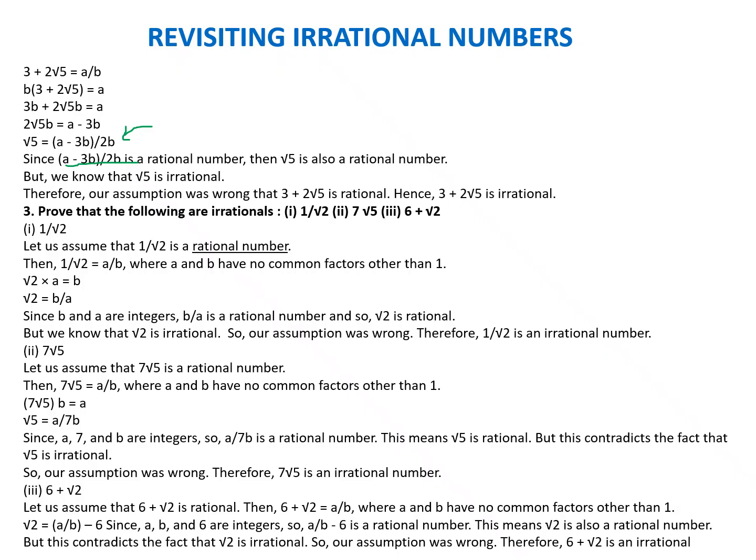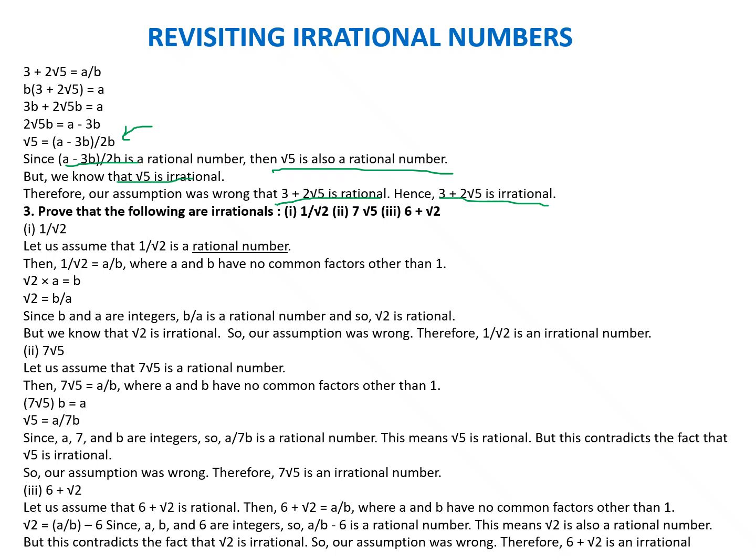We have proved above, or let's say we know this, that the root of a prime number is always irrational. So root 5 would be a rational number, but this is a contradiction because root 5 is irrational. Therefore our assumption that 3 plus 2 root 5 is rational is wrong, and hence 3 plus 2 root 5 is irrational. Now prove that the following are irrational: 1 by root 2, 7 by root 5, 6 plus root 2.